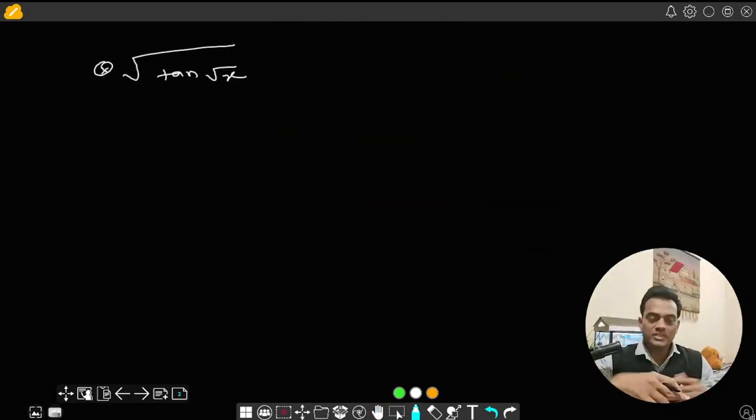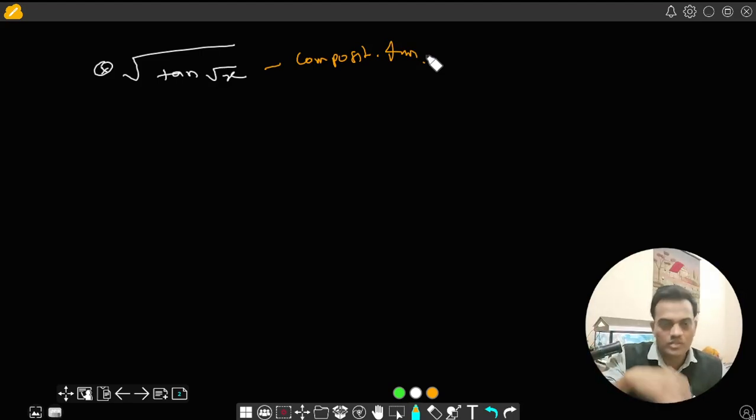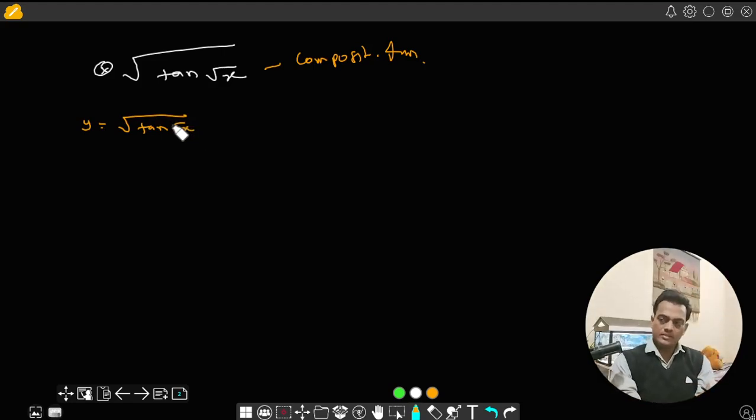So in this particular function there are multiple functions. Okay, so square root is a function, again tan is a function, and again the square root of x is a function. So there are three functions in it, so it is called a composite function. Okay, so how to find out the derivative of this particular composite function? So we have to first say y is equal to square root of tan of square root of x. Okay, then we have to take the derivative of this y.